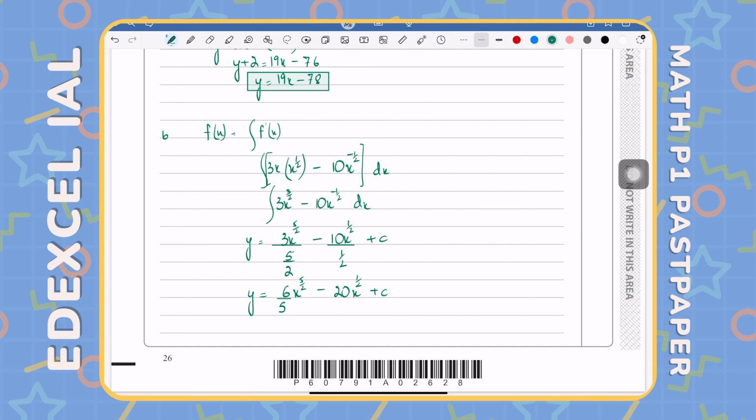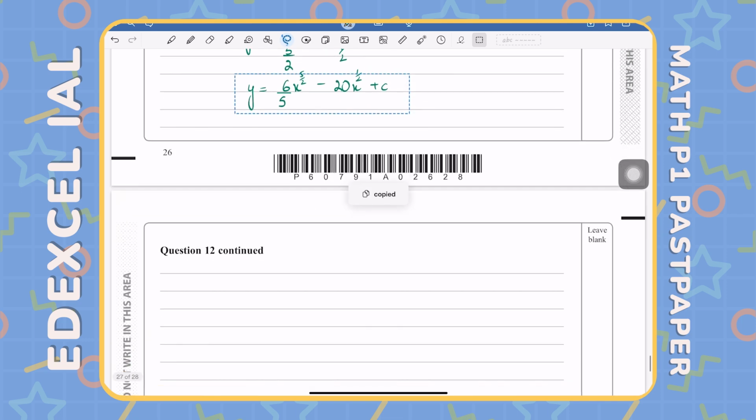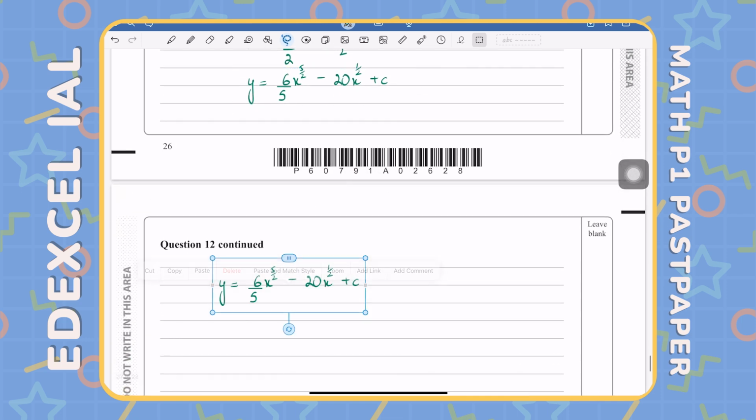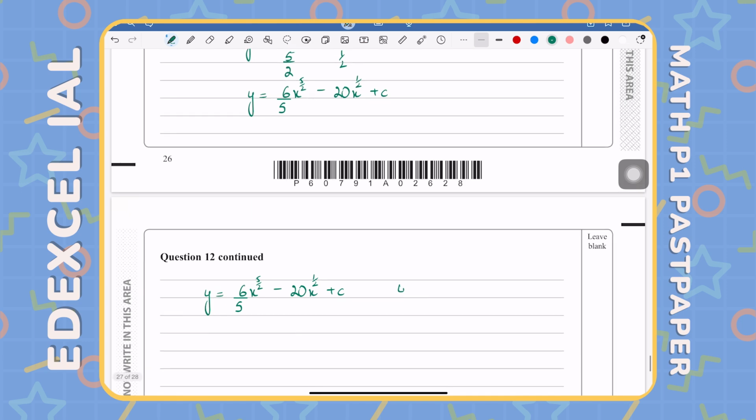Now what do we want to do? We want to find the value of c. So I'm just going to copy this and take it to a fresh page. In order to find the value of c, we need a point. So we're given that point. That point is 4 comma minus 2. So I'm going to plug in that point, 4 comma negative 2, minus 2 in place of y, 4 in place of x. So 6 upon 5, 4 raised to the power 5 upon 2. Use your calculator here. Minus 20, 4 raised to the power 1 upon 2, plus c.